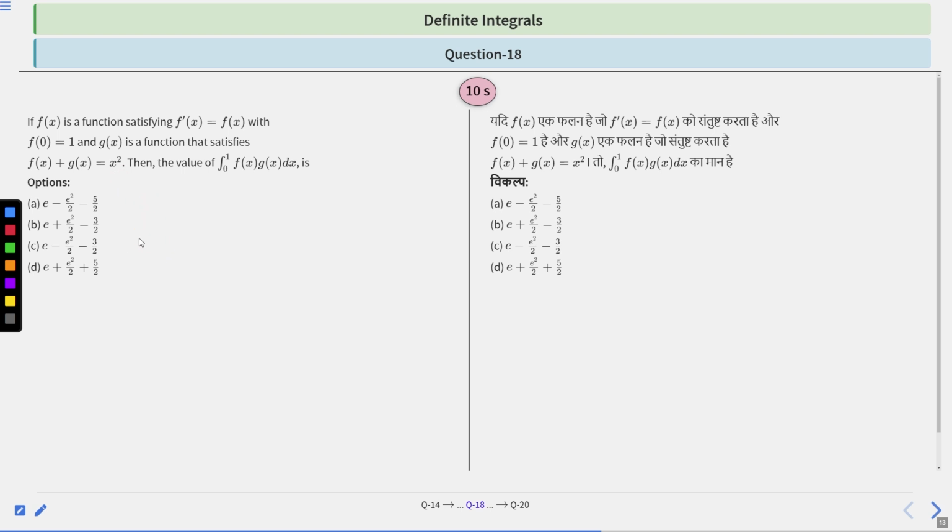So like that you try to evaluate, try to expand the functions in a simplified way, and you can put the value of f(x) and g(x) and integrate it from 0 to 1. You can easily get the answer. Okay, so you try to solve this question. You have 10 seconds to solve or think about this question. After 10 seconds, we will discuss the solution.